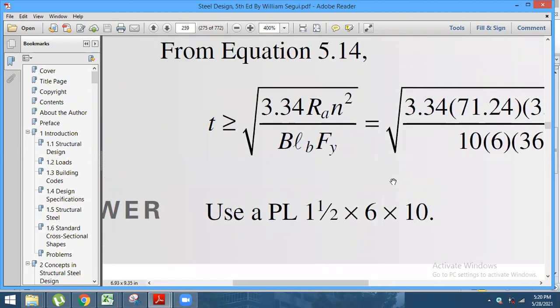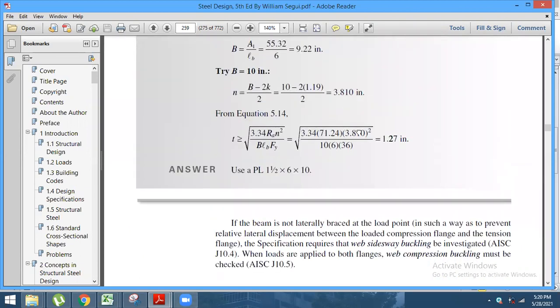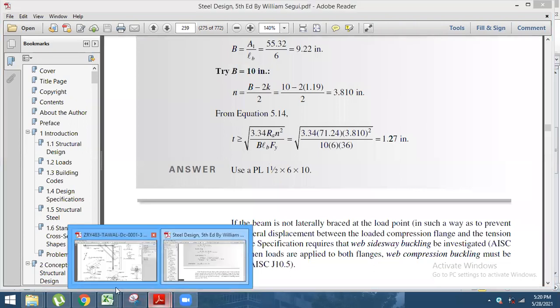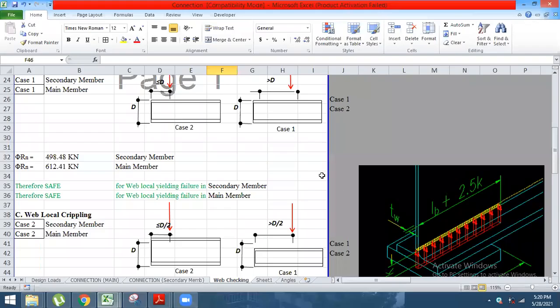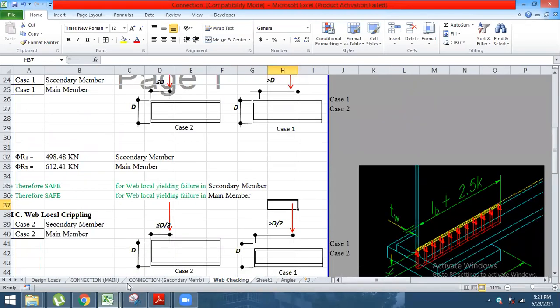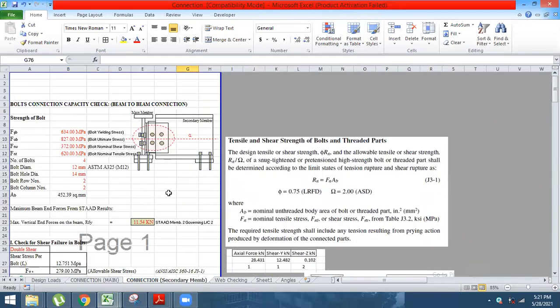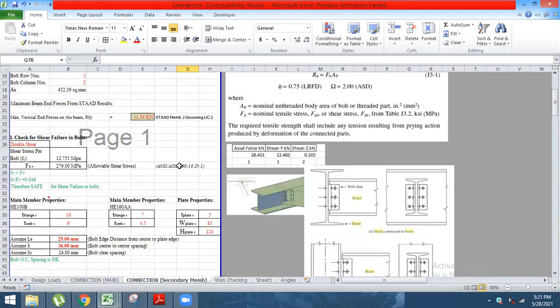Okay. So this is the design of the beam bearing plates. It should be checked on the web yielding and web crippling. Okay. For the design of the connection naman, pasok ulit kayo tapos i-design naman natin yung connection niya.